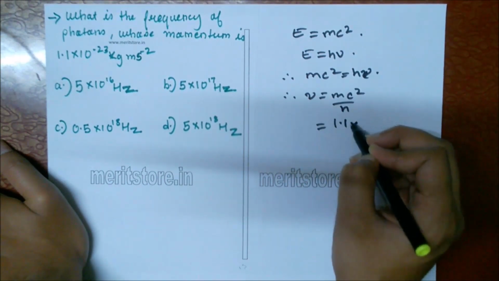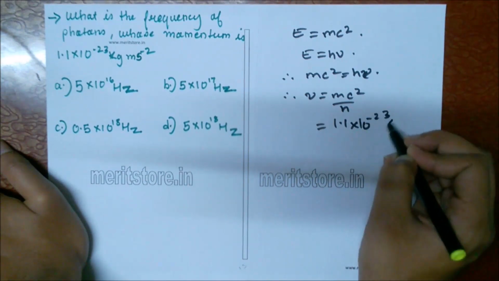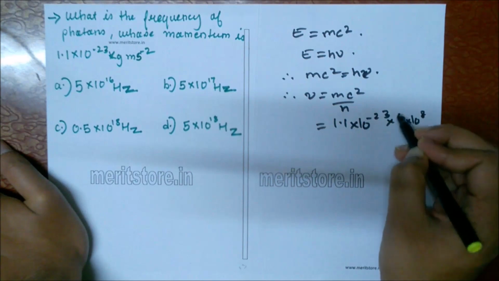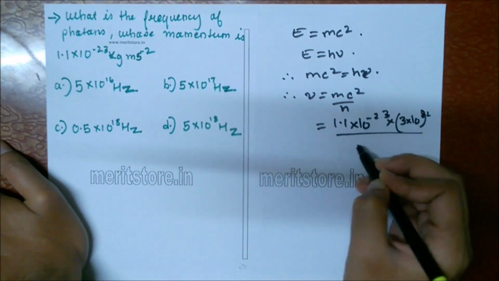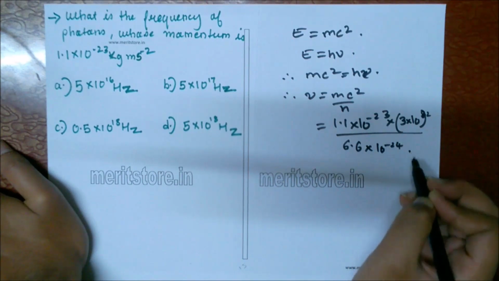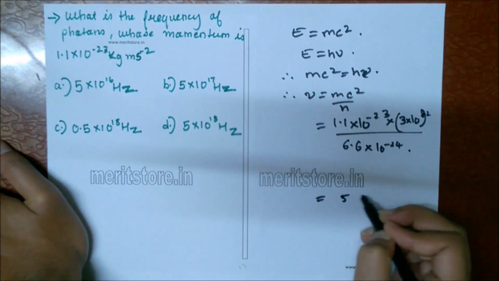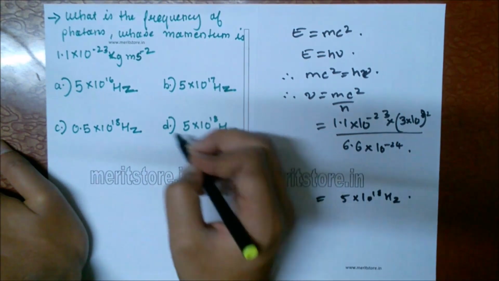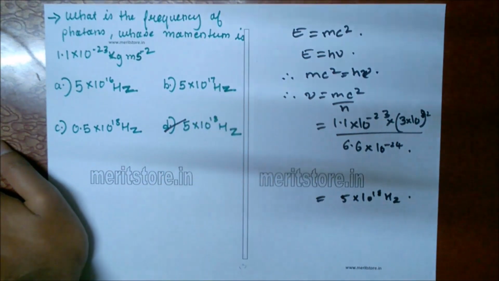Substituting the values of mass and then velocity, h is 6.6 into 10 raised to minus 34. On solving this, we get frequency as 5 into 10 raised to 18 hertz. So option D is the correct answer.